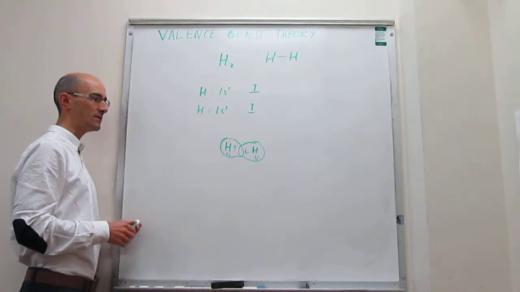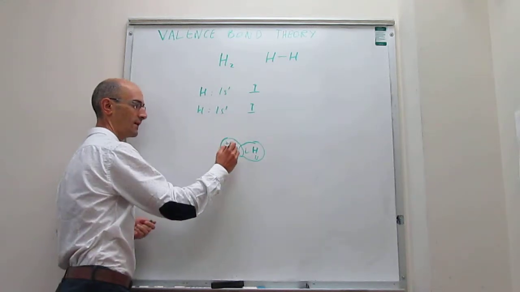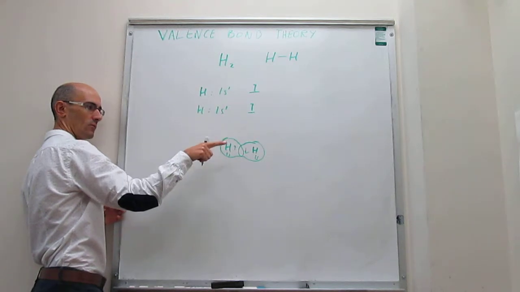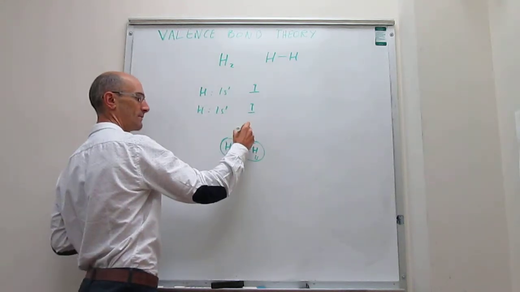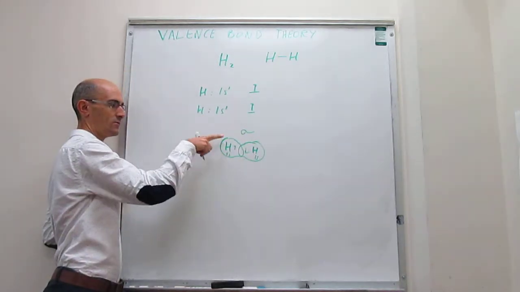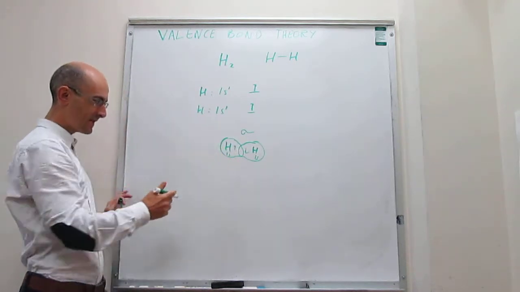Now, something interesting about this bond is that if we look at the molecule from this side, along the internuclear axis, which will be this axis, we actually see that this bond has what we call cylindrical symmetry. And that is what we call a sigma bond. Sigma bonds are those that have cylindrical symmetry around the internuclear axis. So that is the example of H2.